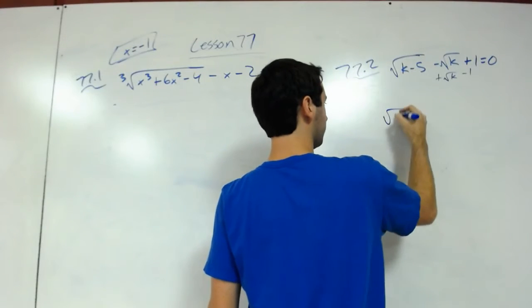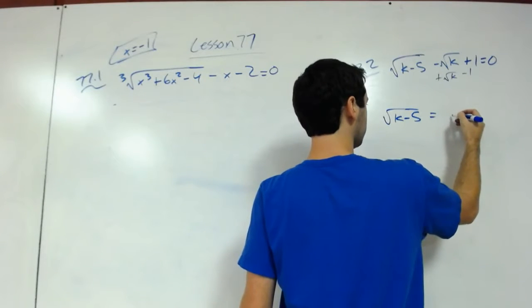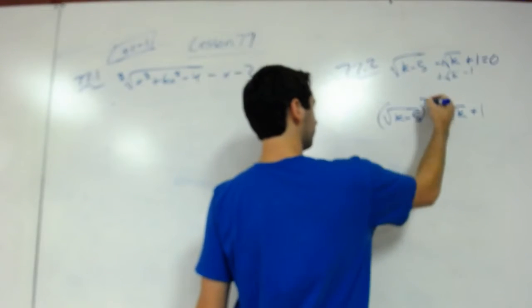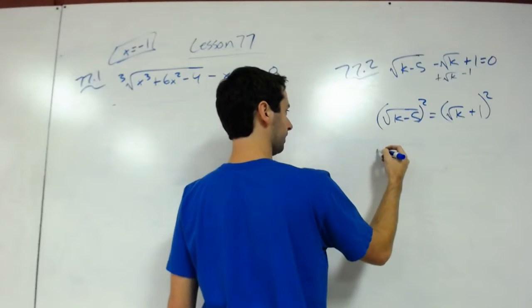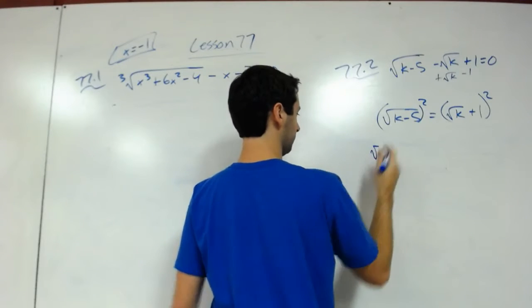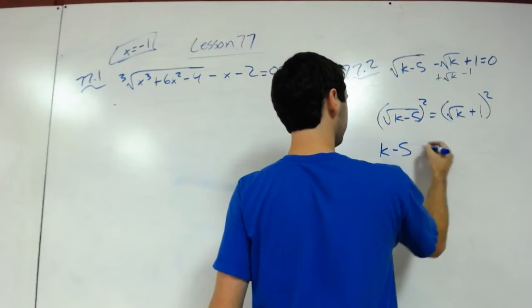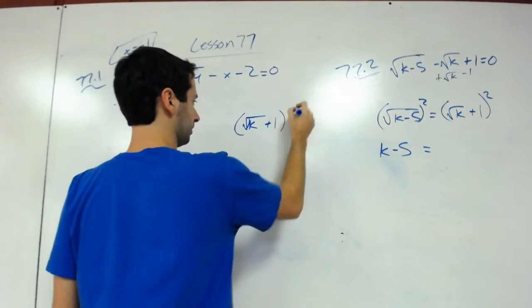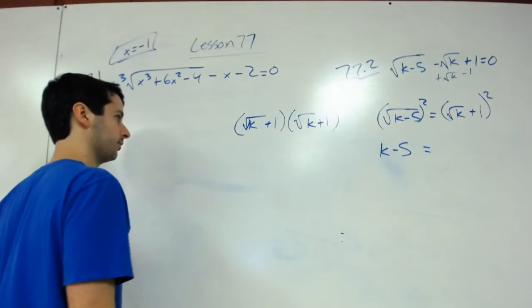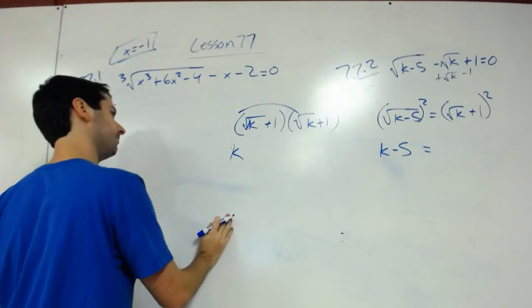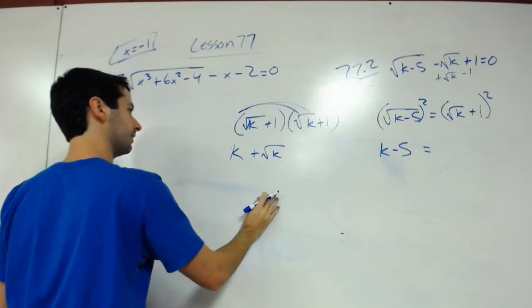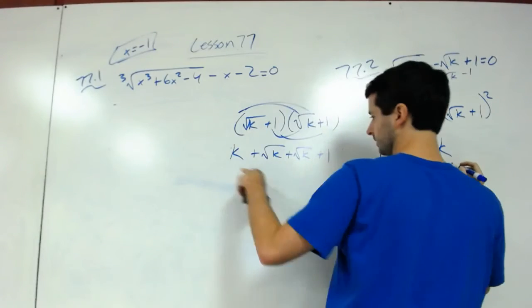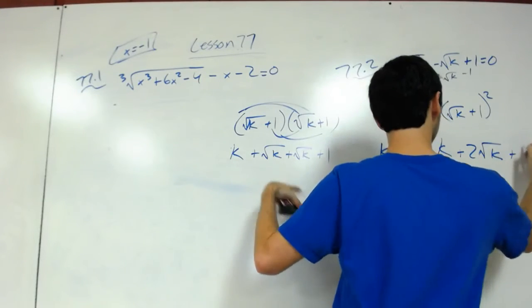So we get square root of k minus 5 equals square root of k plus 1. That's what we get left with. And now, to get rid of the square root, we've got to square both sides. So that gives us k minus 5 equals the square root of k plus 1 squared. So FOIL: square root of k times square root of k is k, outside plus radical k, inside plus radical k, and the last plus 1. So we are left with k plus 2 square root of k plus 1, and now we can solve.